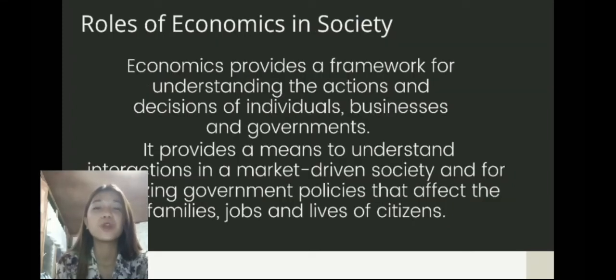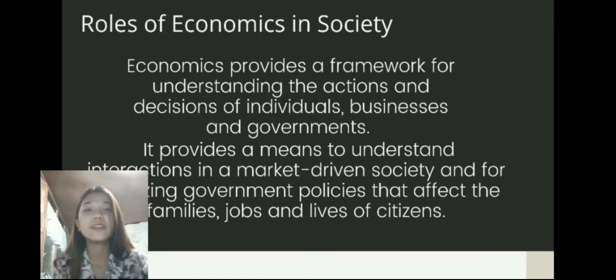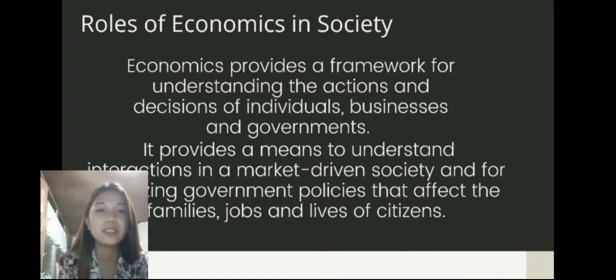So, rules of economics in society. Economics provides a framework for understanding the actions and decisions of individuals, businesses, and governments. It provides a means to understand interactions in a market-driven society and for analyzing government policies that affect the families, jobs, and lives of the citizens.